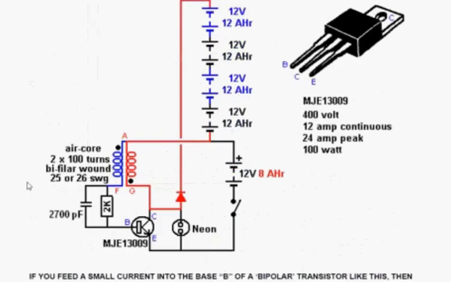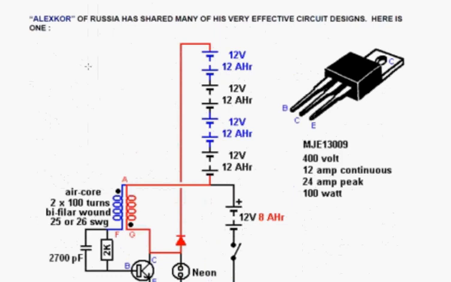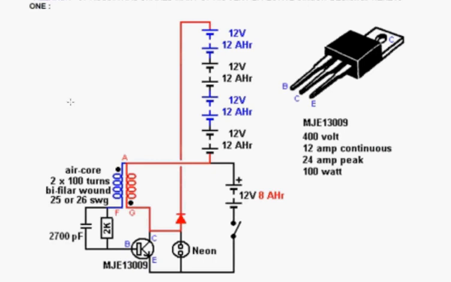Let's go for something that is extremely cheap and very, very simple. It's from a guy in Russia whose name he uses on the web as Alex Core. He's shared quite a number of different designs. This particular one charges 4 batteries. It's driven by one battery. It has one transistor, one resistor, one little capacitor, and 200 turns of wire on a cardboard tube.